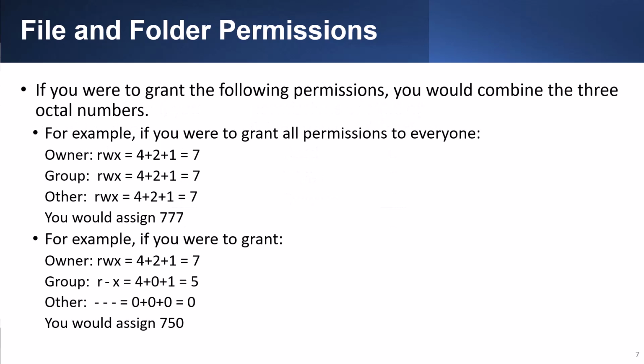If you were to grant the following permissions, you would combine the 3 octal numbers. For example, if you were to grant all permissions to everyone, including the owner, the group, and other, you would assign 777. If you were to grant full permissions to the owner and read and execute to the group, you would assign 750.